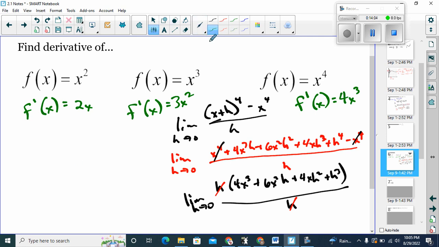What I want you to do is think about if f of x is x to the 5th. Notice we don't always want to do it this way. If f of x is x to the 11th, this is going to be awful. But taking a look at these, we should be able to figure out what the derivative of this is. Notice the coefficients go 2, 3, 4, so this one's going to be 5, and the exponents go 1, 2, 3, so this one's going to be 4.